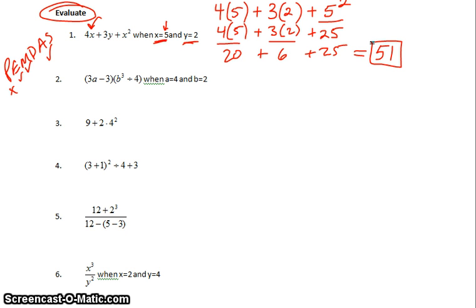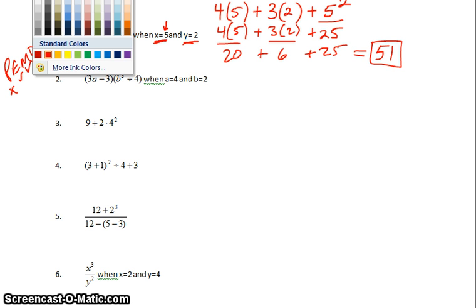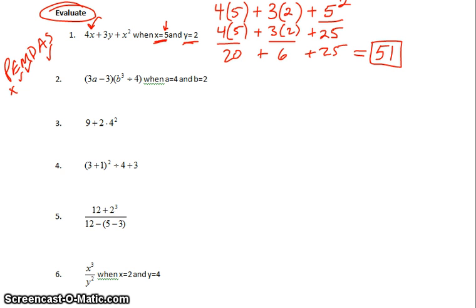All right. The next one, let's pick another color for the next one, blue. The next one is 3a minus 3 in parentheses times b cubed divided by 4. Now b is 2 and a is 4, so wherever we see an a, we're going to write 4. So it's going to be 3 times 4 minus 3, and then b, which is 2, cubed divided by 4. Now we have two sets of parentheses. We have to work in each one of them, and we could split them up if we want to. We could do them both at the same time.